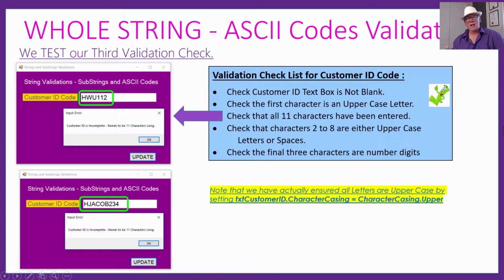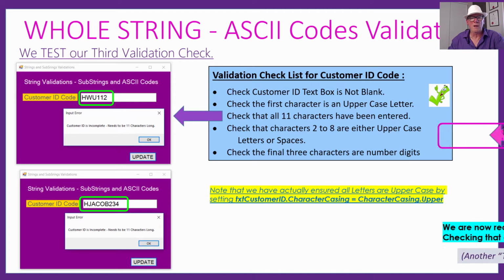Okay, so we've already taken care of the fact that letters have to be entered as capitals, because we've got that character casing property we're using, which is saving us some validation. Otherwise, we'd have to have another step in that checklist to check that they're actually capital letters and not small letters. But thank goodness we can use that built-in function that converts automatically.